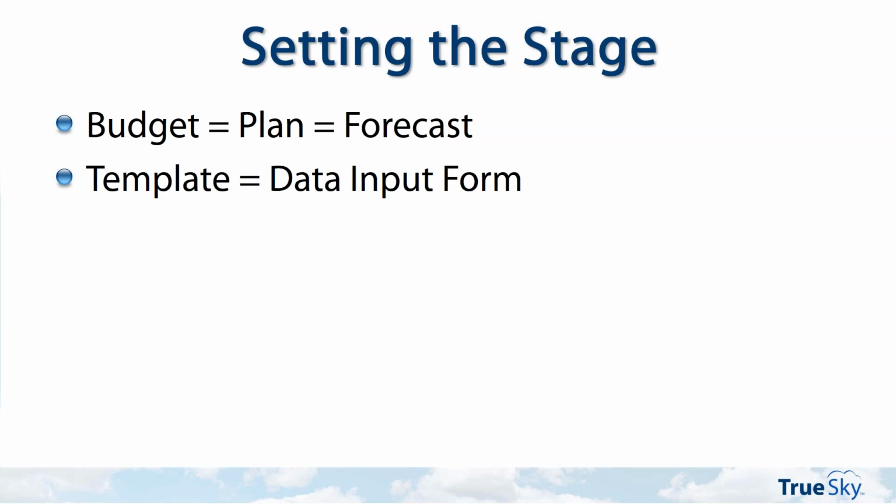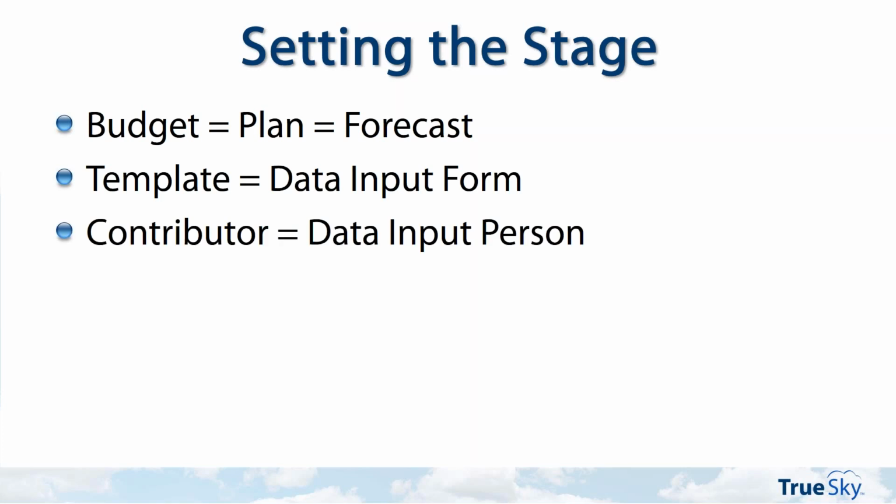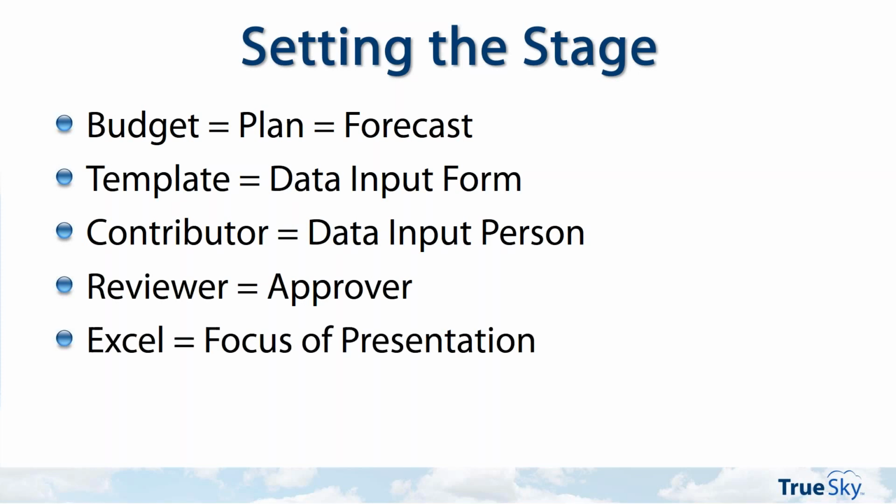In Excel, that would be the kind of sheet that you set up where people are putting their numbers in. If I use the term contributor to the budgeting process, that tends to be someone that is doing data input, okay? That's what I mean by the term contributor. If I use the term reviewer, that's synonymous with someone that's approving. So they're looking at the numbers that the contributors are giving them, and they're giving them that thumbs up or thumbs down.